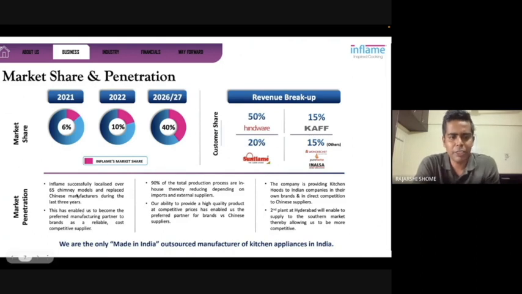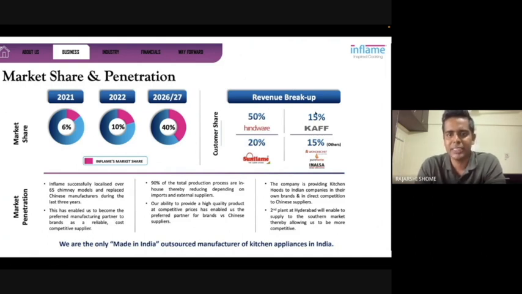So of course, what they're trying to do here is again business model. Like they have successfully localized over 65 chimney models, right? So 65 chimney models means 65 SKUs, and they have localized it. That's what I said, right? When it comes to stainless steel or switches, PCB, or say for example the cables, right? They are now taking these things from the local suppliers, not from China, right? So this is affecting their margins in a good way. Right. And second is, of course, they're a preferred manufacturing partner to brands at a reliable cost, right?